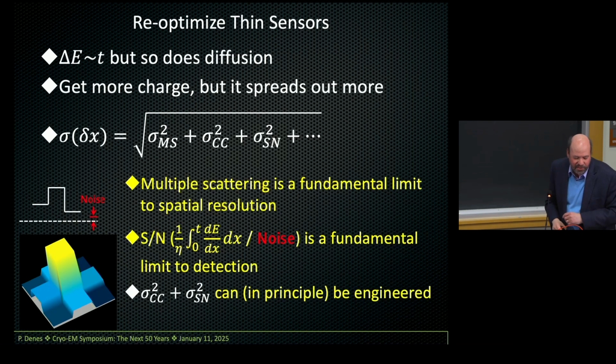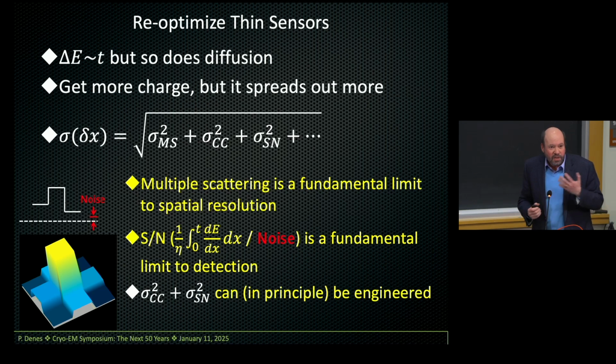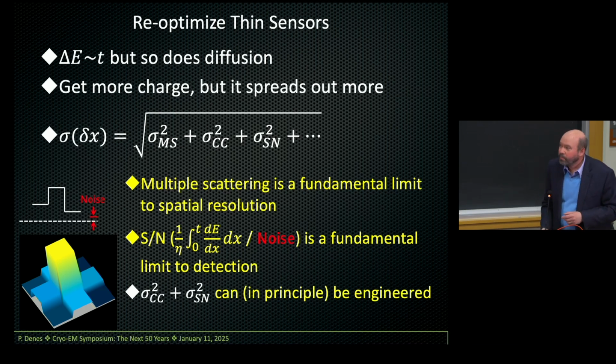maximizes our signal. So to summarize all of that, multiple scattering is a fundamental limit to spatial resolution. The signal to noise in terms of this quantity eta and dE/dx, and readout noise is a fundamental limit to detection. Everything else is kind of negotiable.